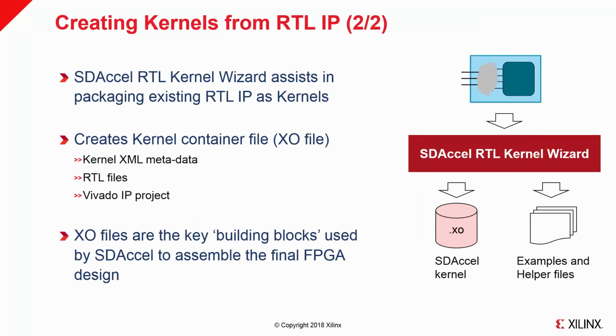To facilitate the RTL kernel design and packaging process, SDAccel features a wizard that guides the user through an interface definition step. The output of this packaging flow is a .xo file. This is a container file which includes the information needed by SDAccel to use the kernel. Just like C code can be compiled in a .o object file and later linked to produce the final executable, kernels can be packaged as an XO file, which are later linked to produce the FPGA design. The XO files are effectively the key building blocks used by SDAccel to assemble the FPGA design.